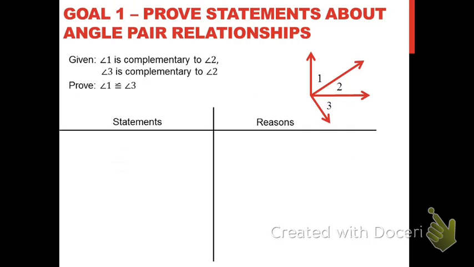And I want to start with a proof, all right? And you see in this proof, I'm telling you that angle 1 is complementary to angle 2, and that angle 3 is also complementary to angle 2. What I'm wanting us to do is to be able to figure out why in the world does that mean that angle 1 is congruent to angle 3.